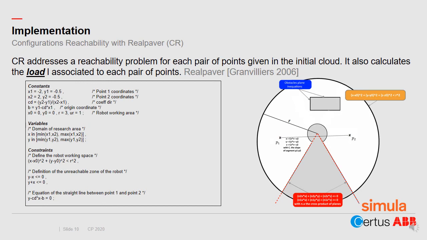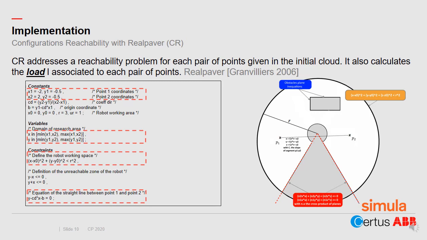For the modeling of the robot workspace, we define all the constants, like the position of the points and position of obstacles, and we also define the equation of the robot workspace. So in yellow, you have the equation for the envelope of the robot. In red, you have the equation for the unreachable zone. And we also define equations for all obstacles that the test engineers put into the working space. And the goal is, for each pair of points given in the initial cloud of points, to know if these points are reachable or not.